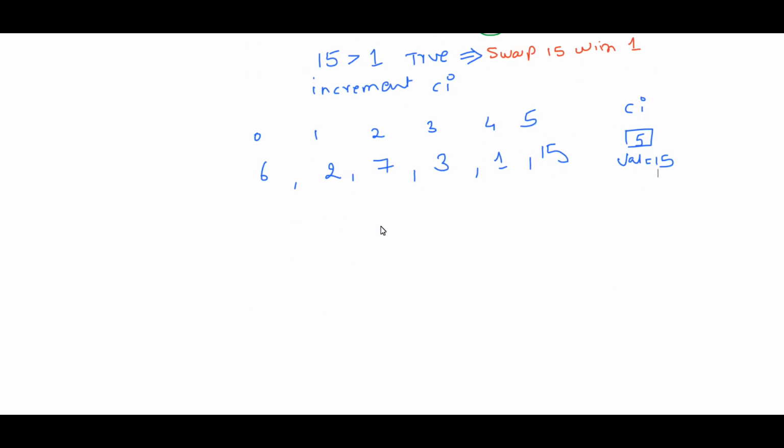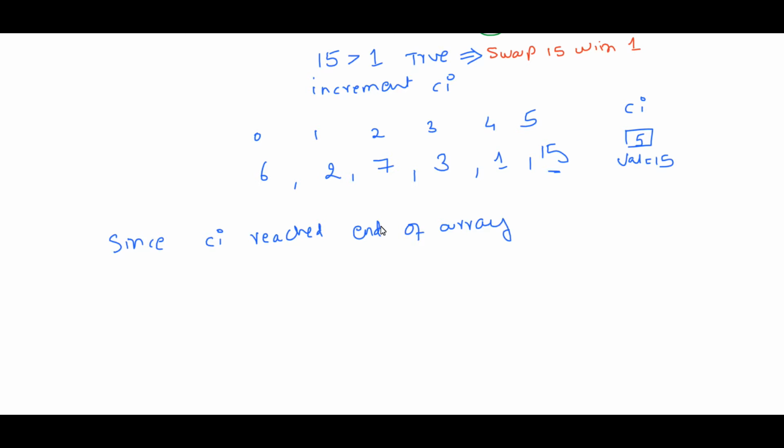Well, now our largest element 15 has reached the end of the array, and that's where CI is pointing to. Now, since CI reached the end of the array, we're going to identify that since 15 is already sorted and there's no need to move it anymore, we're going to identify the position of 15 as the start of the sorted part of the array.